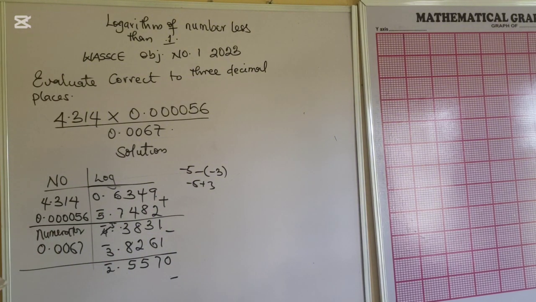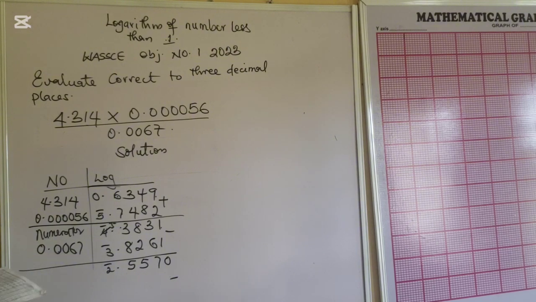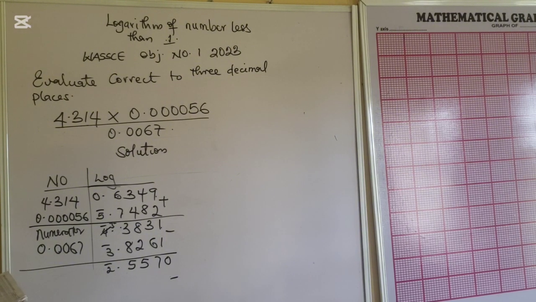So we now go to anti-logarithm. In the anti-logarithm table, you look at 55 under 7. We don't have a difference of 0. 55 under 7 gives us 3, 6, 0, 6.